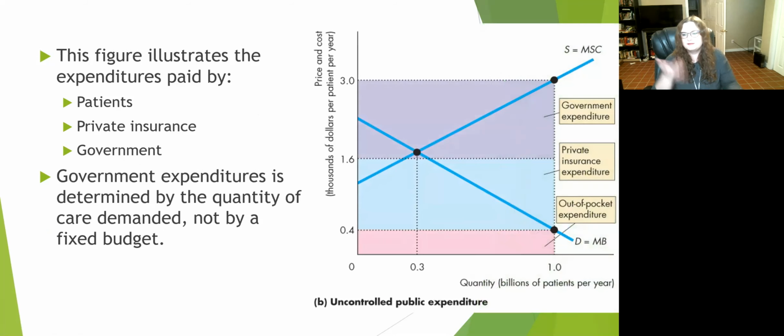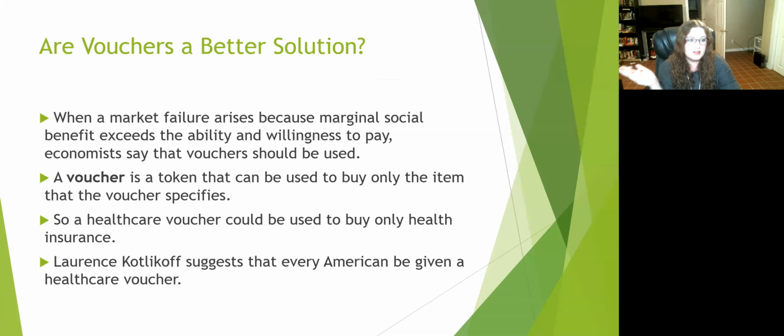And then, let's think about what this really looks like, right? We see that we have some people who pay out-of-pocket expenditures. We have some people that pay for private insurance expenditures. We have some that are government expenditures. And we add all of these together, we get to a point where our marginal social cost of continuing at this healthcare level is actually more than what our marginal benefit is as private people from what we expect our healthcare utilization is going to be, or what our risk really is. And it turns out that government expenditures is determined by the quantity of care demanded, but not necessarily by fixed budgets. So let's think about voucher systems.